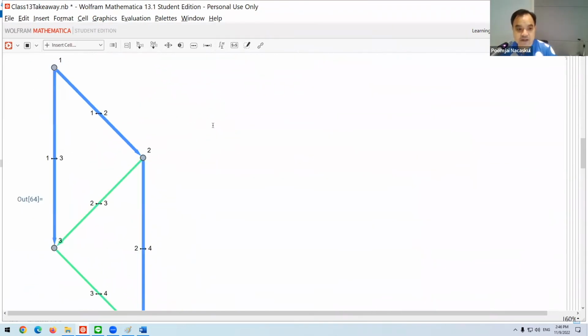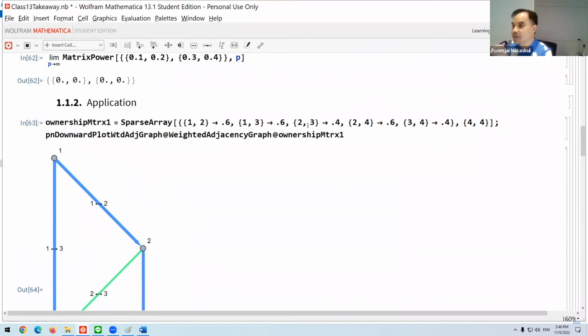Now, you guys remember the sparse matrix we talked about, right? It doesn't have to be a sparse matrix, but it's easy for me to write. What it means is that there are 4 companies, 1, 2, 3, 4. 1 owns 60% of 2, and 60% of 3. 2 owns 40% of 3. 2 owns 6% of 4. 3 owns 40% of 4.